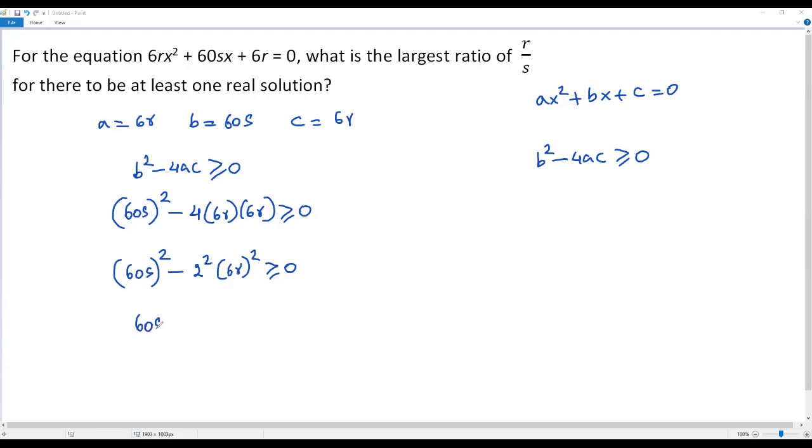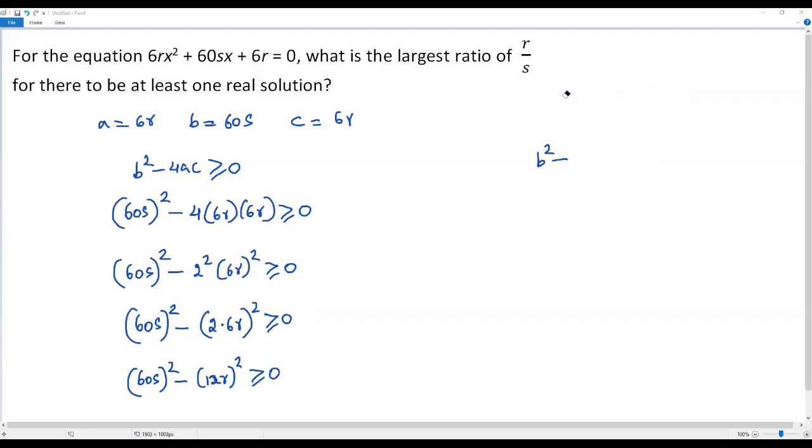Then we get (60s)² minus the product of two terms with the same exponent 2. Whenever two or more terms are multiplied with the same exponent, we can write the exponent in common; that is, we multiply the two bases. That is (2 times 6r)² greater than or equal to 0. Then we get (60s)² - (12r)² greater than or equal to 0, since multiplying 2 and 6r gives 12r. Okay, now let me erase the stuff over here and continue the problem.